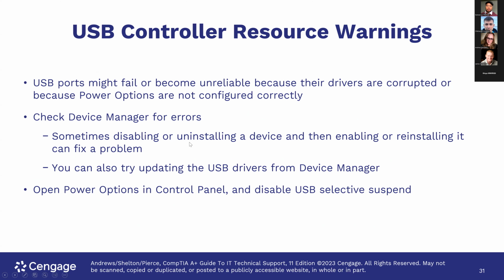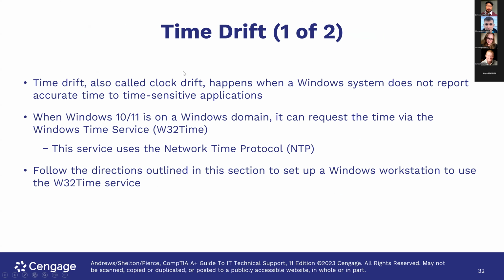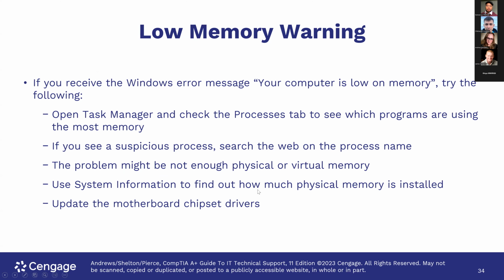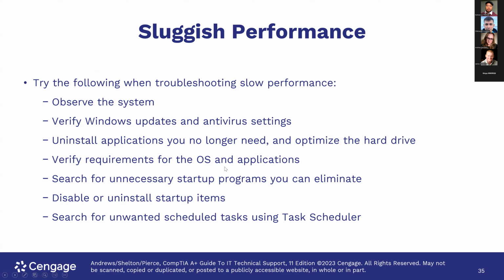Time drift, we have. This happens, the battery can be worn out, it could be getting old. Sometimes the time isn't synced to the internet. Low memory warning, I've had this happen to me. Sluggish performance. How do you fix that, right?